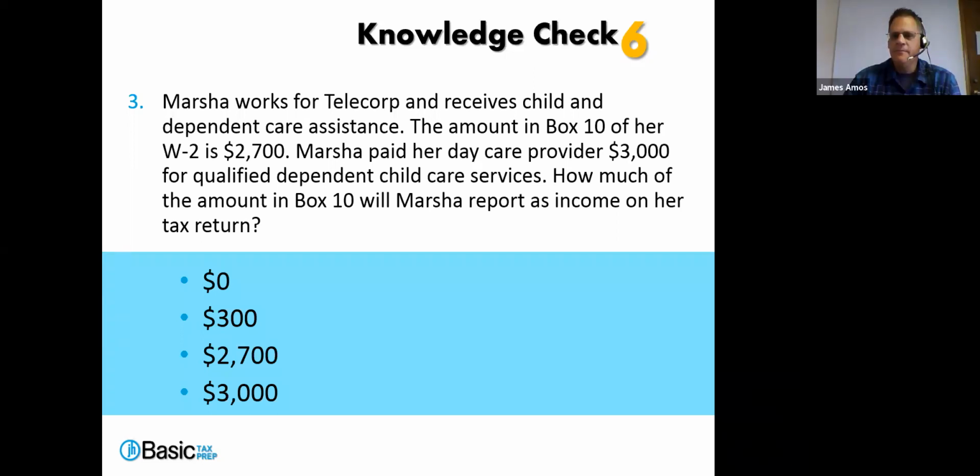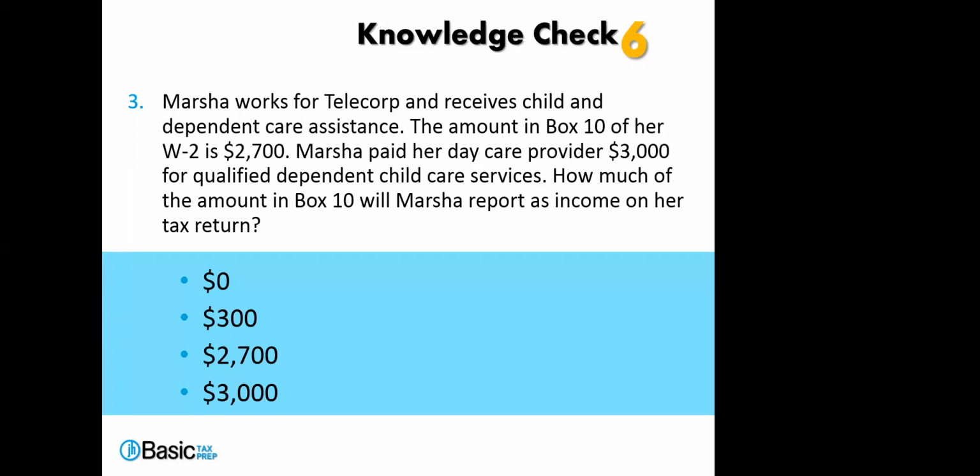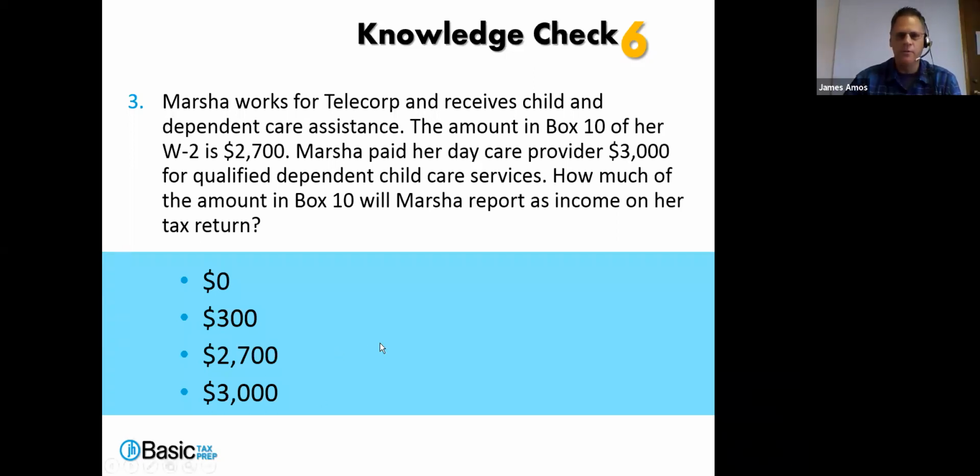0 too. Okay, you guys are all right. All of you are right on this. It's 0. That's because it's under the maximum amount, and she paid more than that amount. It's that simple. If she had only paid $2,500 and got $2,700, then she'd have some taxable amount. It would have been the extra $200.